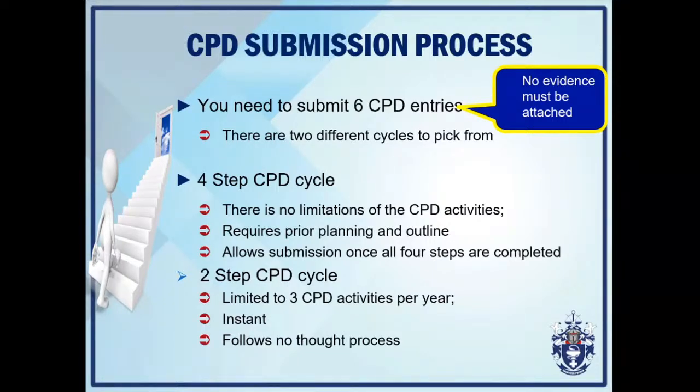The first cycle is the 4-step CPD cycle. In this cycle, there is no limitation on the CPD activities, meaning you can submit as many as you wish. The 4-step CPD cycle requires prior planning and outline and allows submission once all 4 steps are completed. So with this one, you plan your CPD activity, and you can only submit once you have completed all the 4 steps.